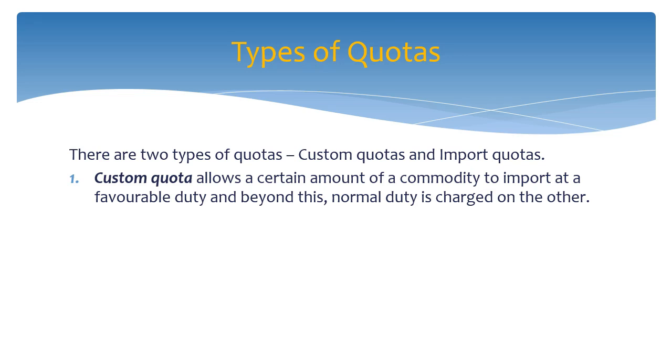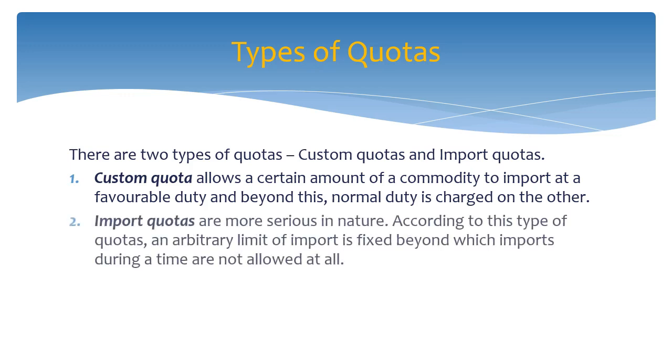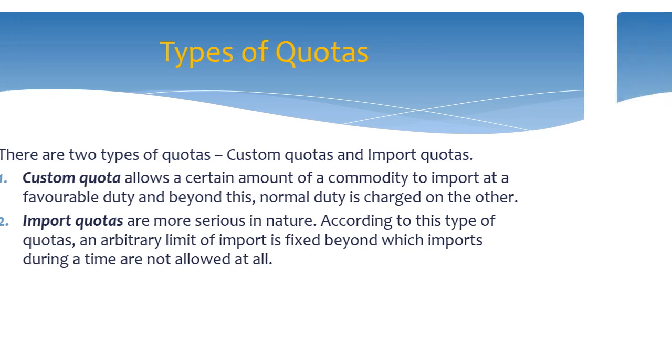1. Custom quota allows a certain amount of a commodity to be imported at a favorable duty, and beyond this, normal duty is charged on the other. 2. Import quotas are more serious in nature. According to this type of quotas, an arbitrary limit of import is fixed beyond which imports during a time are not allowed at all. Advantages of quotas.